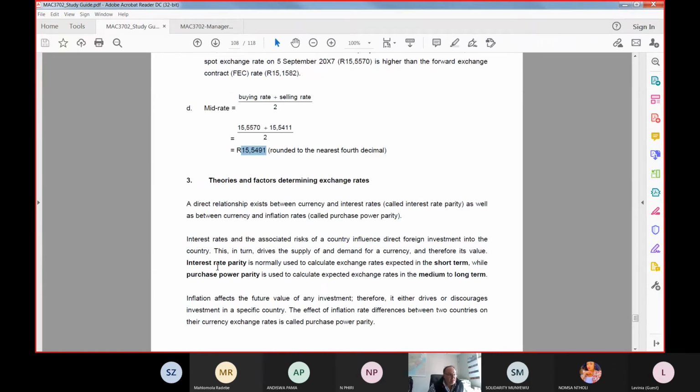That is what we're talking about, interest rates and purchasing power. Okay. A direct relationship exists between currency and interest rates that we know. The currency and interest rates. So the more you borrow, or the more foreign currency is required, okay, the higher the interest rate is going to be. So let's go back to South Africa, 2020.